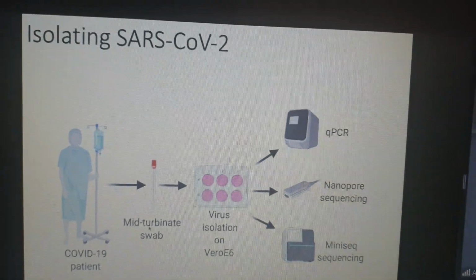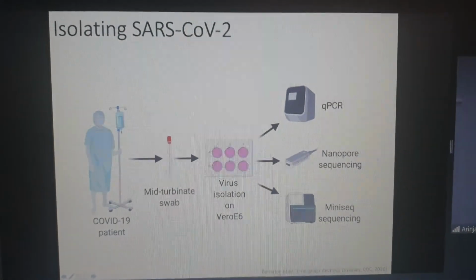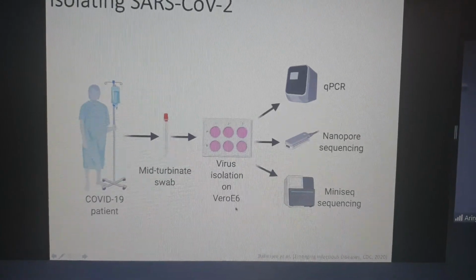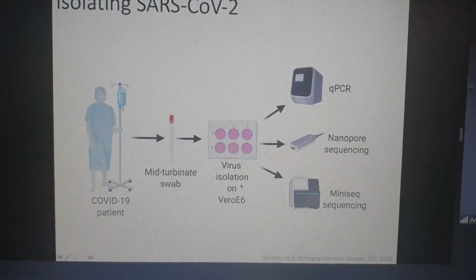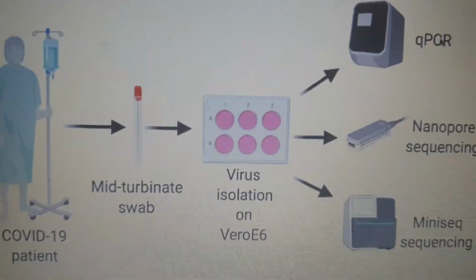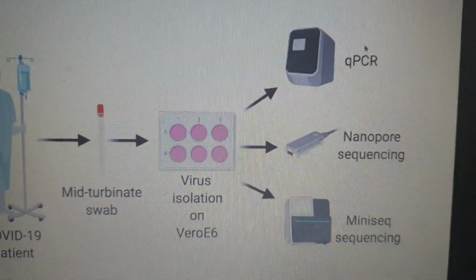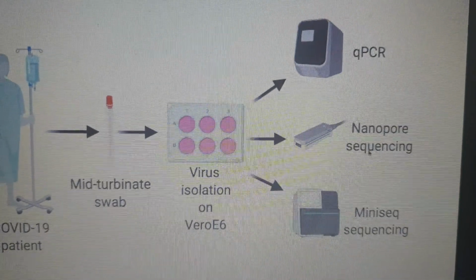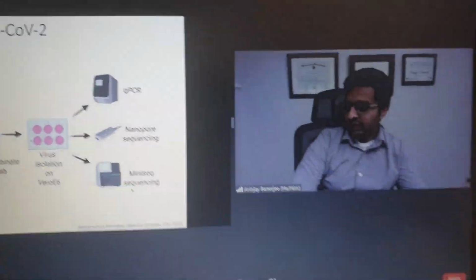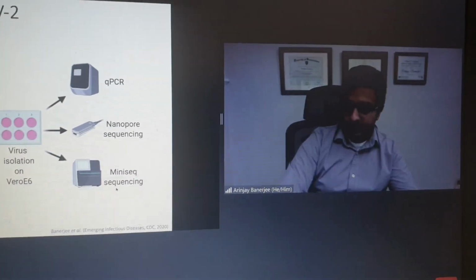So we took these samples from this clinical specimen from patients. We put them on Vero E6 cells. Now, these are immunocompromised monkey kidney cells. And we were able to isolate the virus in these cells, which we then confirmed using qPCR. So most of you know what a qPCR is. This is what's being used for diagnostics. And we also sequenced the whole genome of the virus using nanopore sequencing and MiniSeq sequencing.